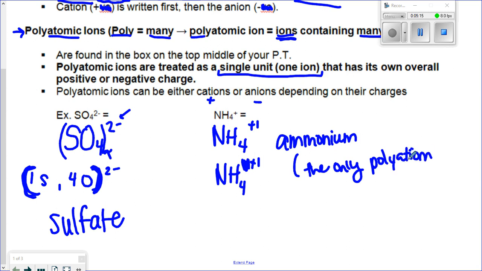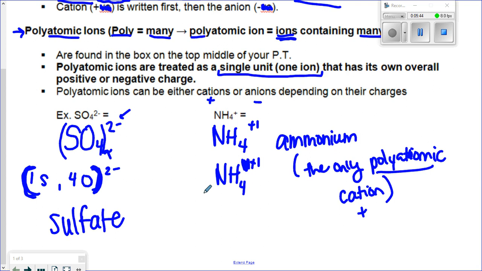Oh, I wrote an I there that doesn't need to be there. Ammonium is the only polyatomic cation. So it's the only polyatomic that has a positive charge. Up in that top corner, you see everything else other than ammonium has a negative charge, so either 1 minus, 2 minus, or 3 minus. Everything else is an anion. This is the only cation that's polyatomic.